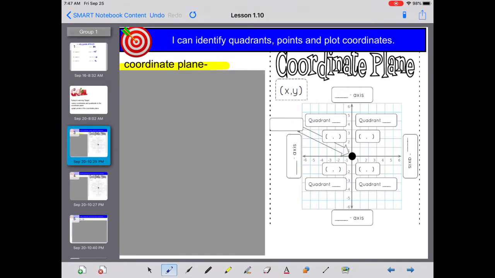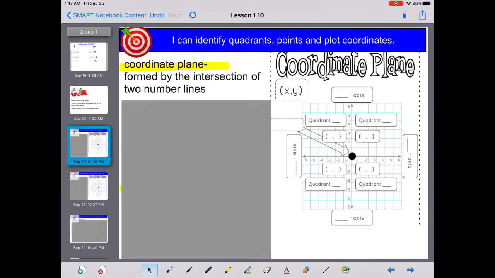All right, so here's a picture of the coordinate plane. This picture is also in your notes. We are going to fill in all of these boxes that you see. We're also going to fill in all of the vocabulary terms, starting with coordinate plane. The coordinate plane is this entire grid, and it's formed by the intersection of two number lines. There is a horizontal number line and a vertical number line.